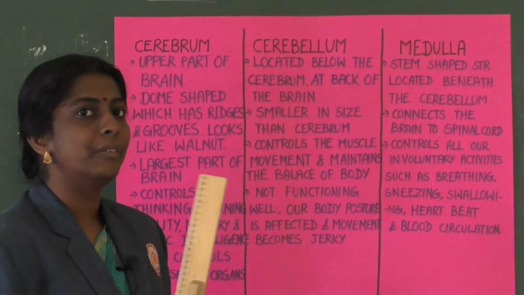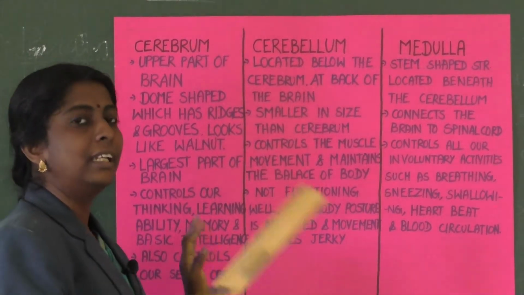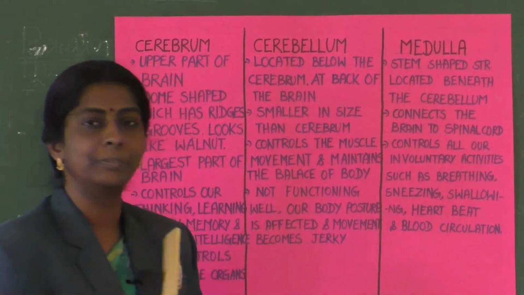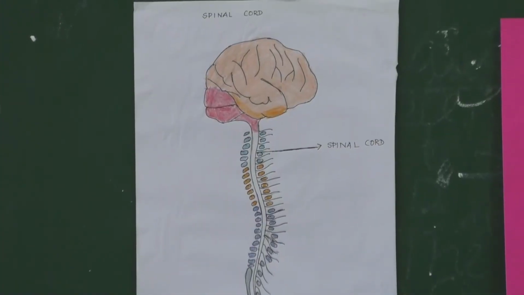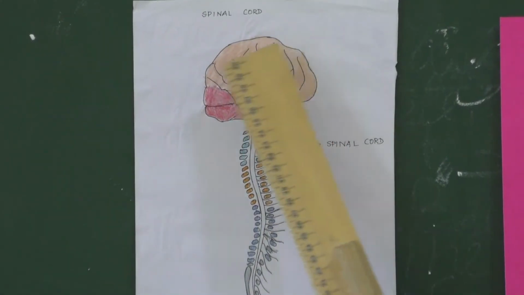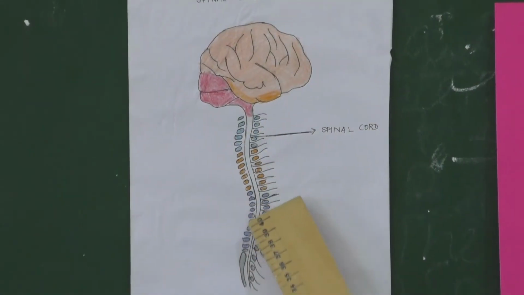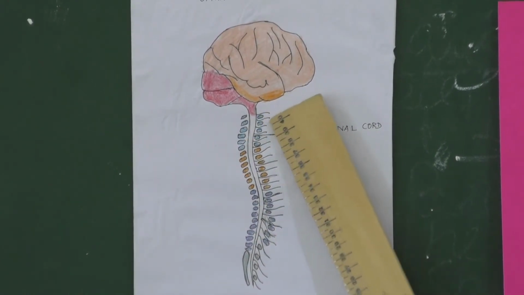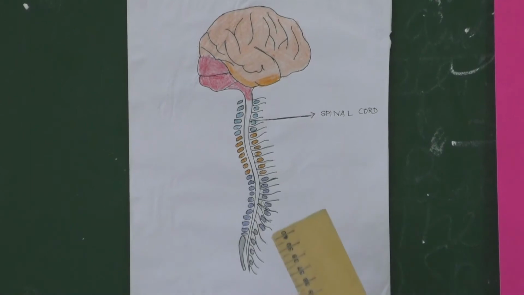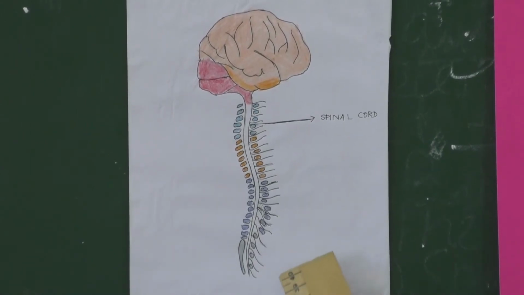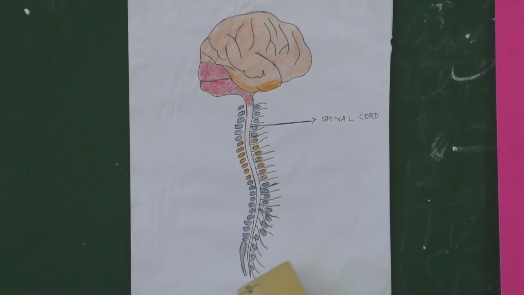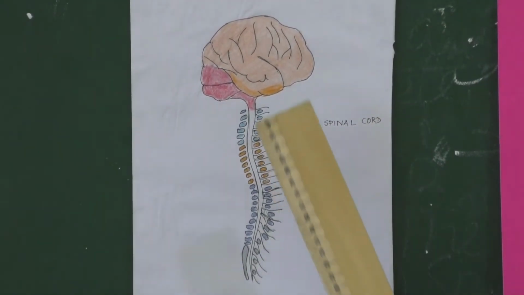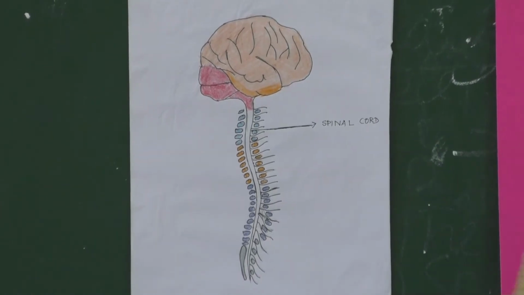So children, we have learned about the three parts of the brain: cerebrum, cerebellum and medulla. Is that clear? Yes children, you can see the picture of the spinal cord. It originates from the medulla and extends till the end of the lower backbone. Clear? Let us learn about the spinal cord in detail.